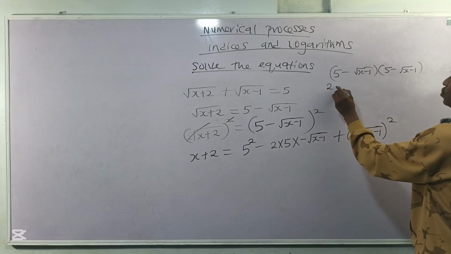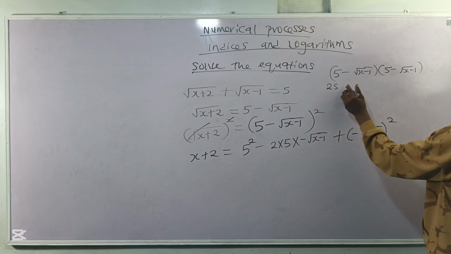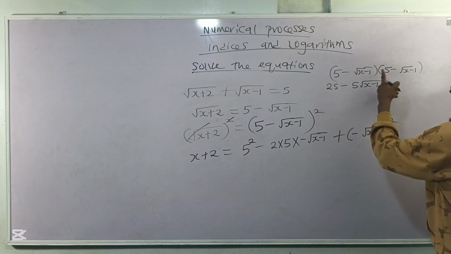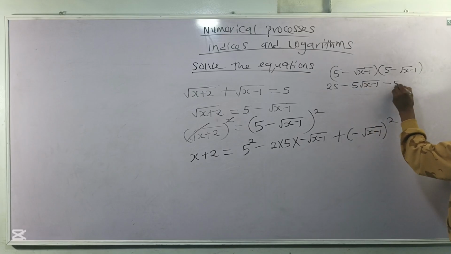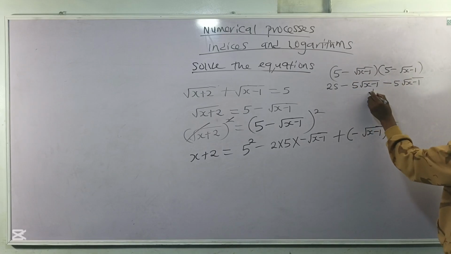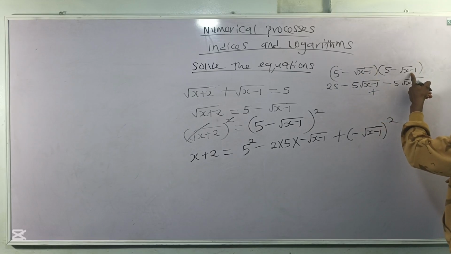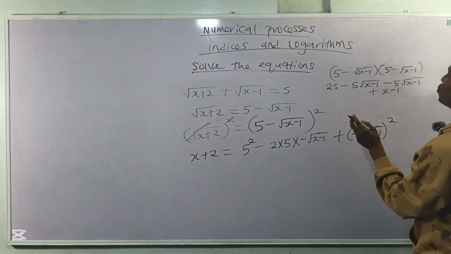5 times 5 is what? 25. 5 times minus root x minus 1 will give me minus 5 root x minus 1. Minus times plus is minus. 5 times root x minus 1 will give 5 root x minus 1, and minus times minus is plus. Root x minus 1 times root x minus 1, in the law of surds, will give me x minus what? 1.